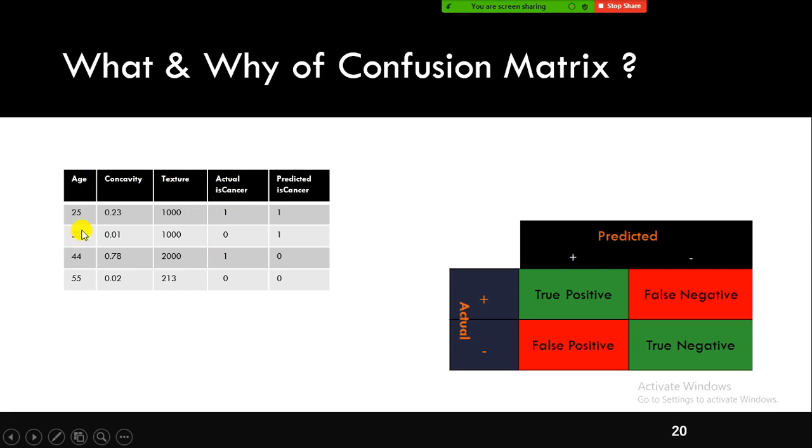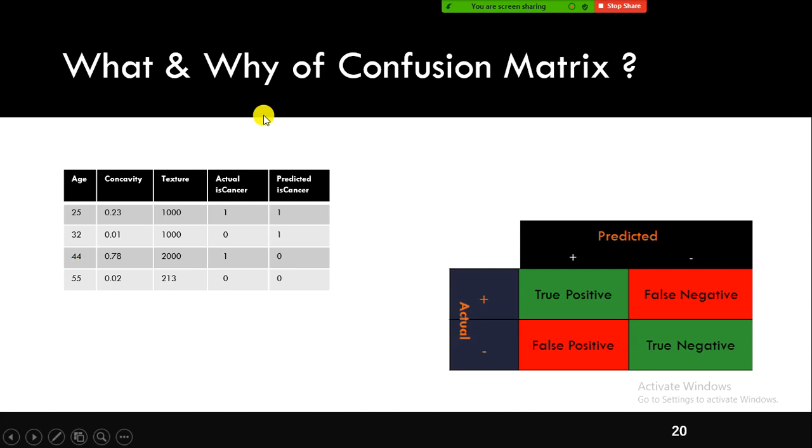This is a cancer data set. Here we have four patients' data. This is my actual value. This person is having cancer. Here one says true, that means he is having cancer. We can say true or positive. And this person doesn't have cancer. Zero means it is negative. His report is negative. He is a non-cancer person.